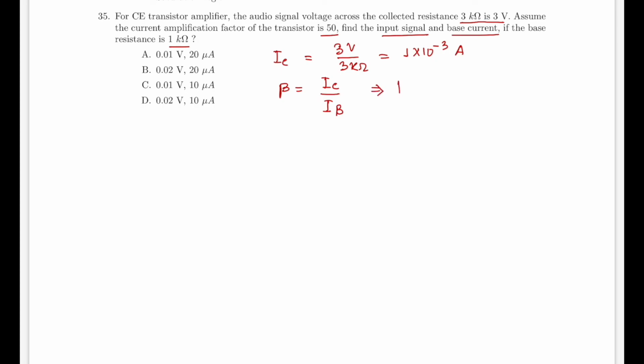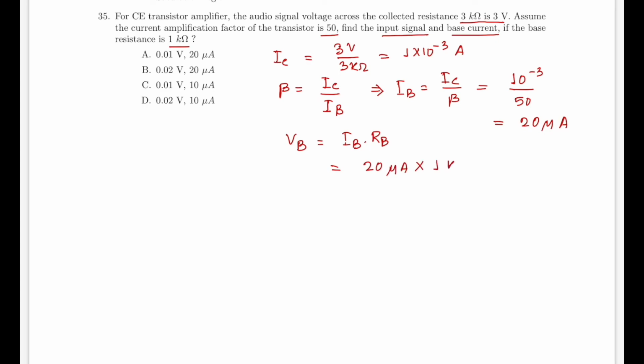So IB is IC by beta, which is 10 to the minus 3 divided by 50. So if you do that, it would be 20 microampere. That means the input signal is basically IB times RB, 20 microampere times 1 kilo ohm, that would be 0.02 volts. Thank you.